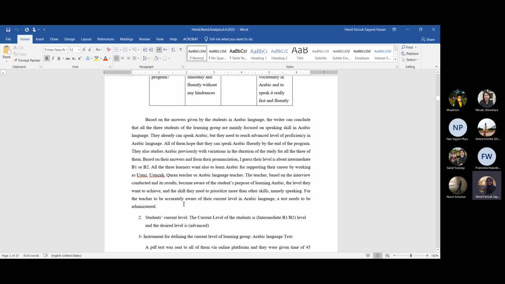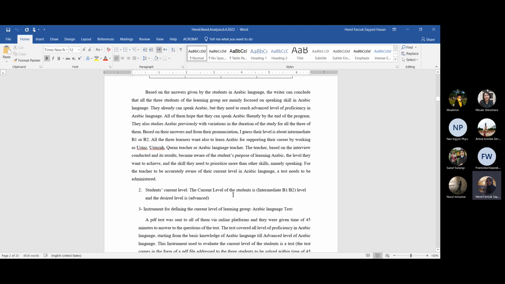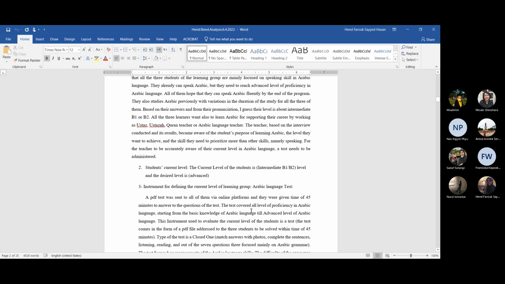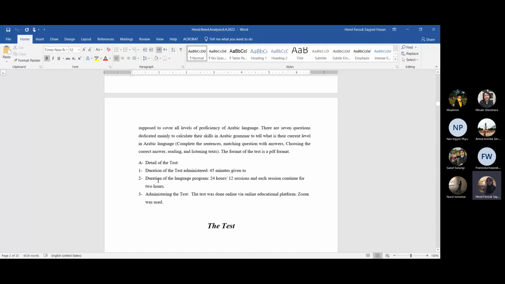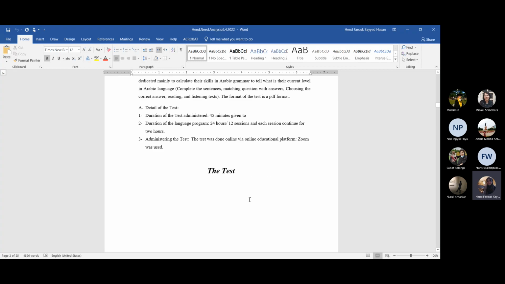So students' current level is intermediate B1 or B2, and the desired level is advanced C1 or C2. The instrument for defining the current level was a test. I made a test, and that test was the following. Details of the test: the duration of the test is 45 minutes. The duration of the language program is 24 hours, divided into 12 sessions, which means one session continues for 2 hours. Administering the test was done online via the educational platform Zoom as well.